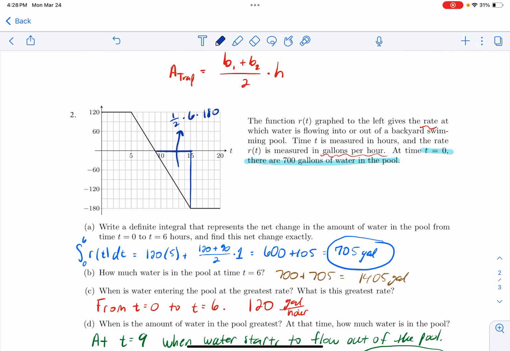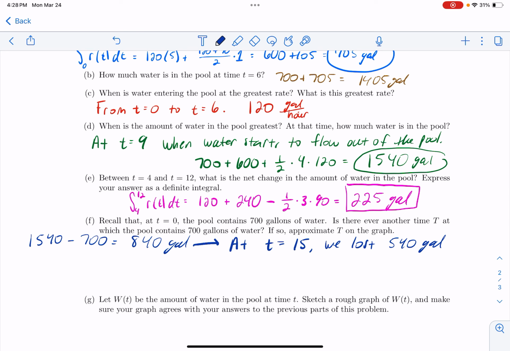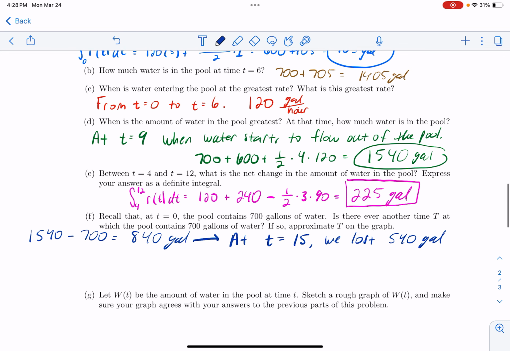Okay, we lost 540 gallons, which means when are we going to lose 300 more, right? Because we have 840 minus 540 gives us 300 gallons. All right, I would love for you to pause this video and try this one on your own. Hopefully you've been doing that throughout this video, pausing and comparing your answers to mine.